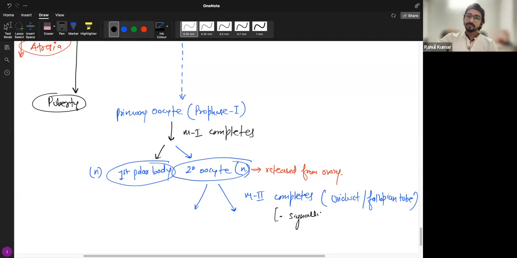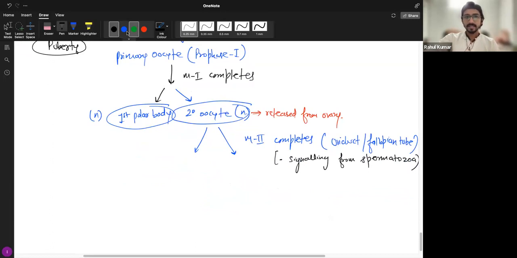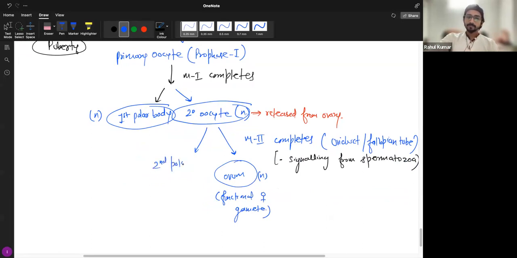And this requires signaling from the sperm. So the spermatozoa has to come and touch the membrane, that initiates a whole cascade of signaling in the oocyte, and the division of meiosis 2 completes, and as a result of meiosis 2, again there will be two cells. One will be the ovum, which is the functional haploid gamete. This is the functional female gamete. And the second, as you can guess very well, will be called the second polar body.